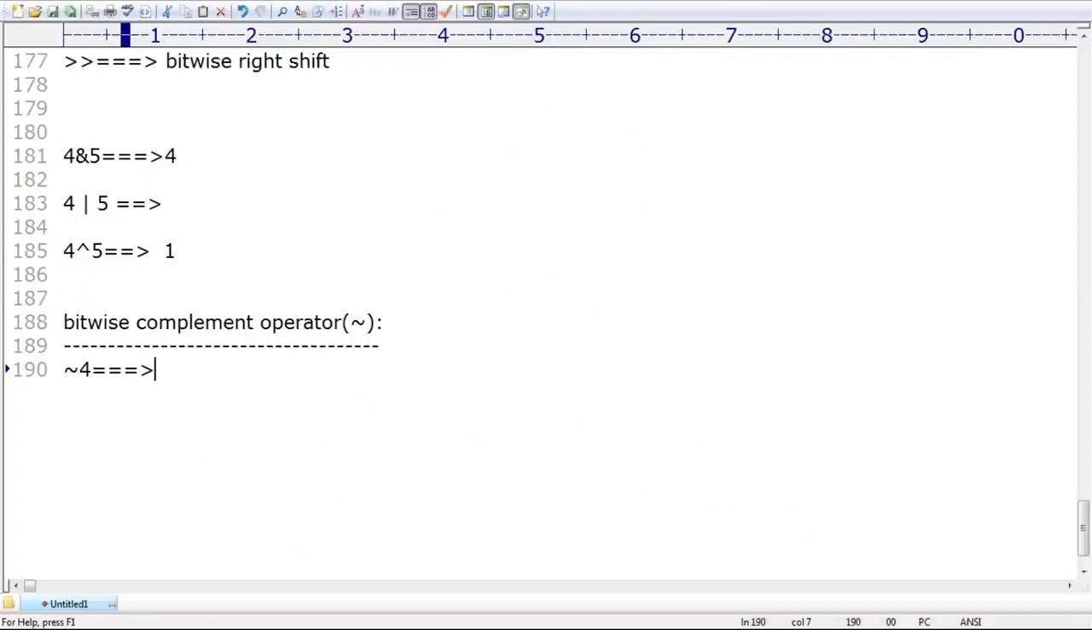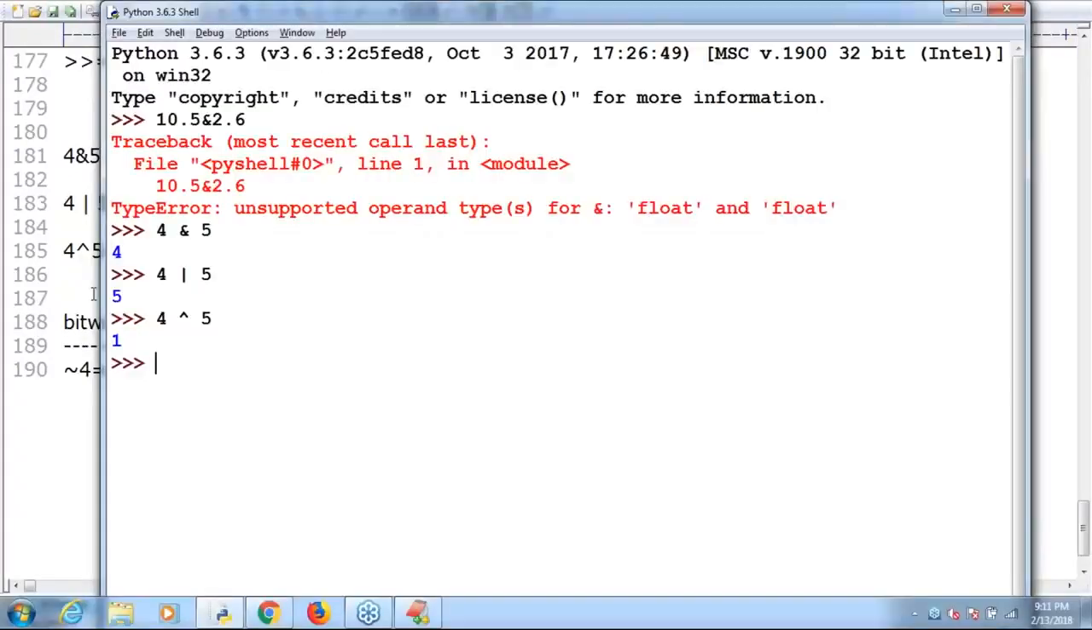Remember that, okay? What is the output by default you are going to get, sir? Happily, you are going to get minus 5 as the answer. Don't worry much about how it happens internally, sir. The people who are interested, I will explain. Negation of 4 I'm taking.